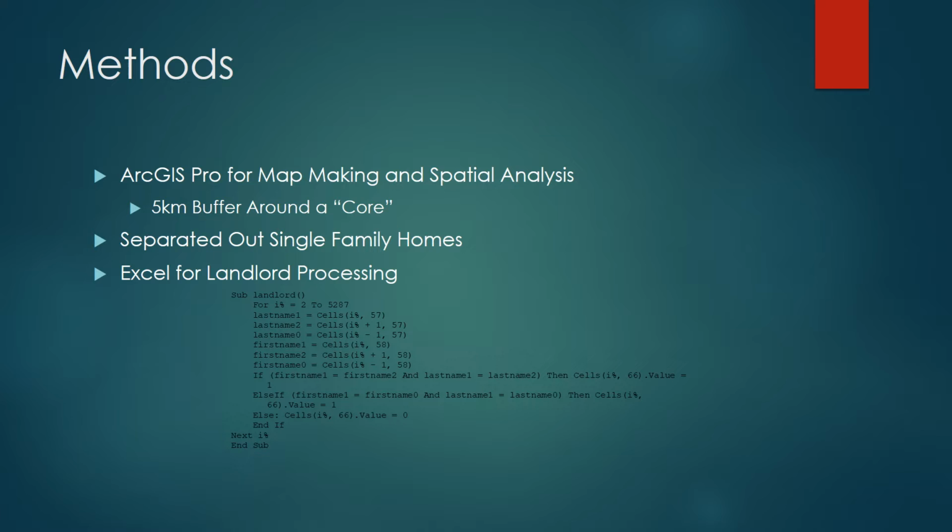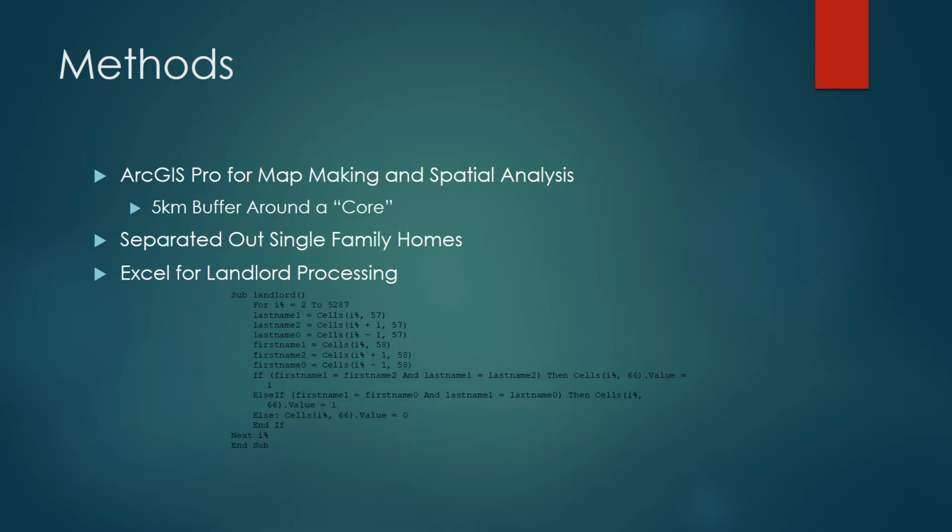Most of the processing occurred in ArcGIS Pro. That's where my spatial analysis happened, and that's where I set up what I call a core, which is a 5-kilometer buffer that encompasses the single-family parcels around that and excludes the others, which fall into another category. This core is either set up around a university campus or a subset of the downtown of these cities. I first had to separate out single-family homes to do this, otherwise I would get all the commercial and all the apartments, and that's not what I wanted to look at.